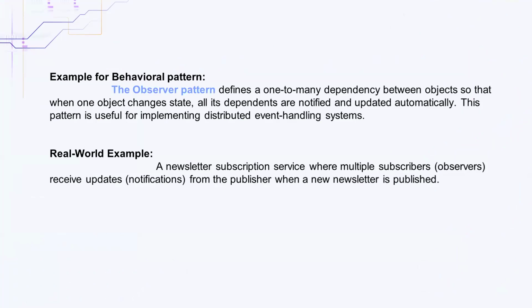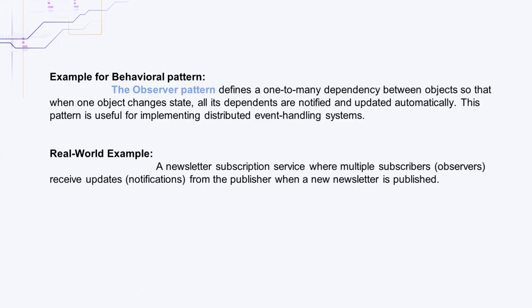So here I use the observer pattern as an example for a behavioral pattern. The observer pattern defines a one-to-many dependency between objects so that when one object changes state, all its dependents are notified and updated automatically. This pattern is useful for implementing distributed event handling systems.